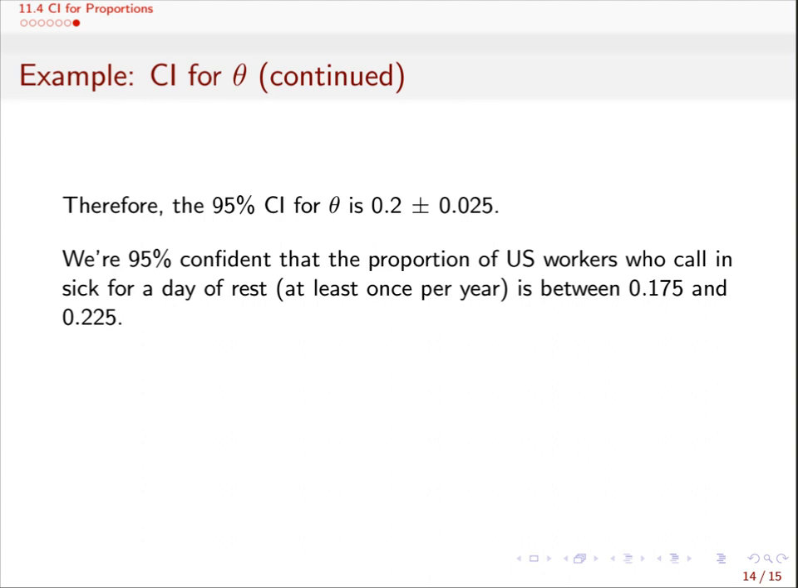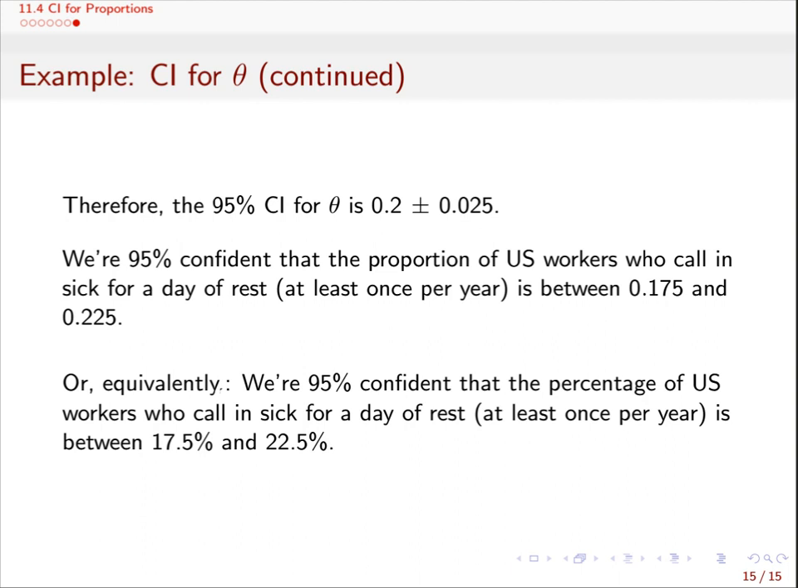And we would interpret that as we're 95% confident that the proportion of US workers who call in sick for a day of rest at least once per year is between 0.175 and 0.225. Or equivalently, we could say we're 95% confident that the percentage of US workers who call in sick for a day of rest at least once per year is between 17.5% and 22.5%. So that's how we find a confidence interval for the true population proportion.